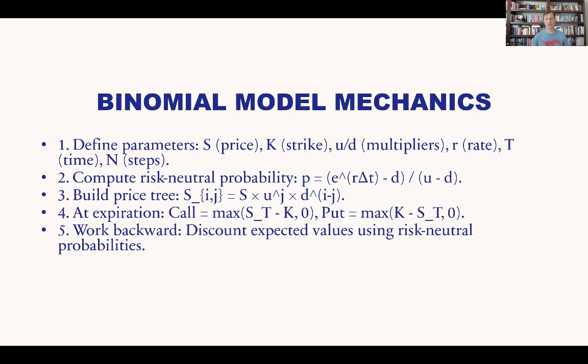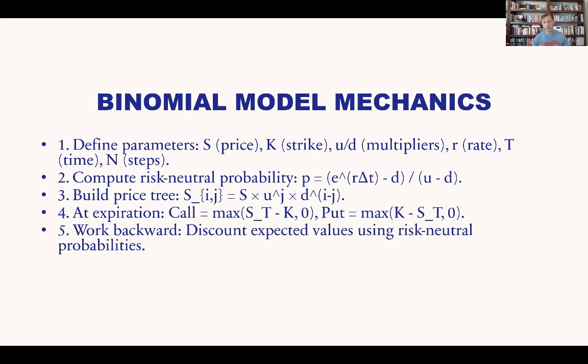This is going to be the second session on the binomial model, and I wanted to really focus on the mechanics of it. The starting parameters, the actual parameters to the model, are the stock price and the strike price. You can have a strike price that's above or below the stock price, depending on how you want to do the call or the put. And then you have this U divided by D multiplier, which takes into account the variability of the security.